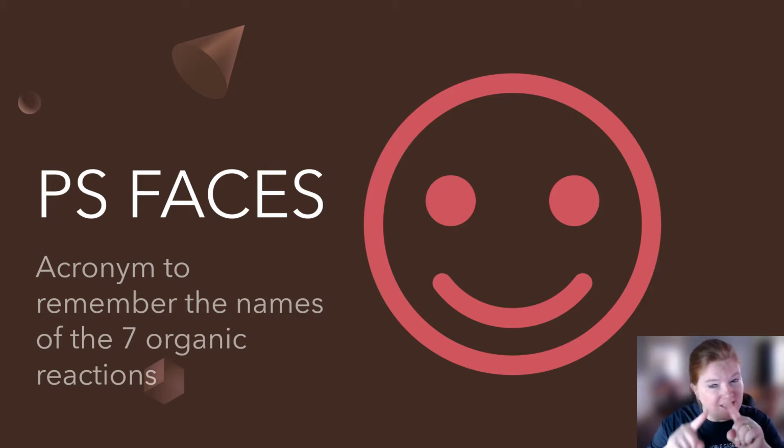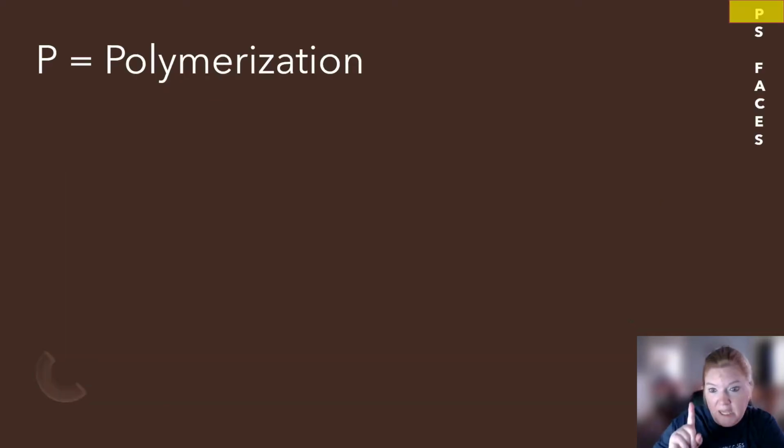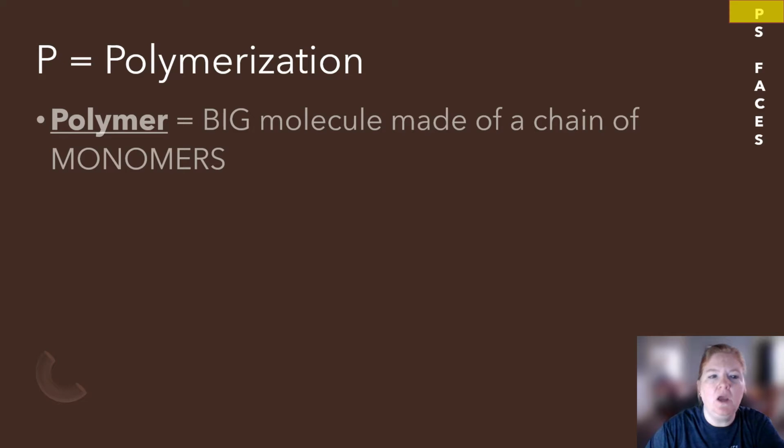Now there are 2 S's, so does it matter really where you put the first S or the second one? Not really, but it's an easy way to help you remember the 7 organic reactions. So P, polymerization. What is a polymer?